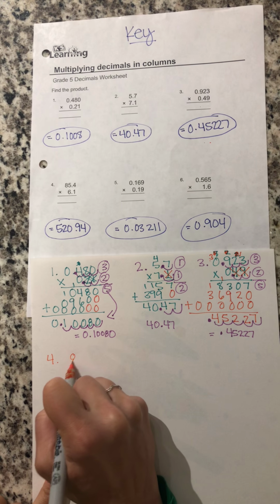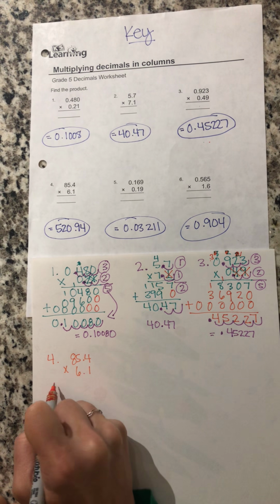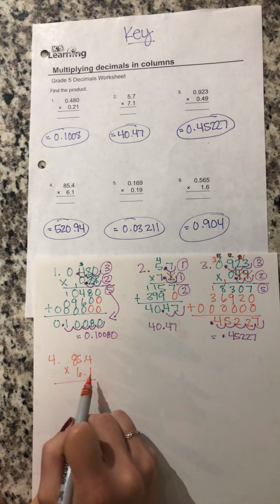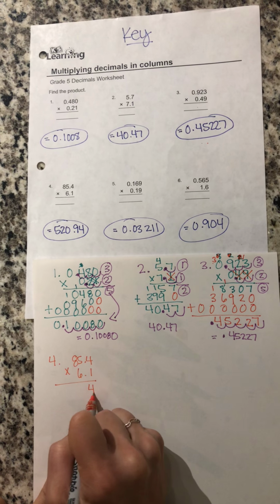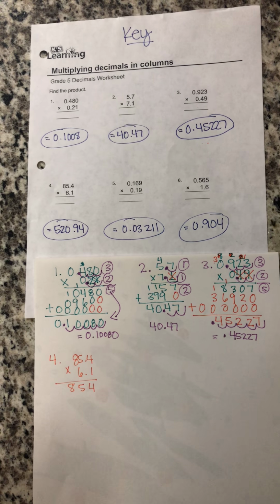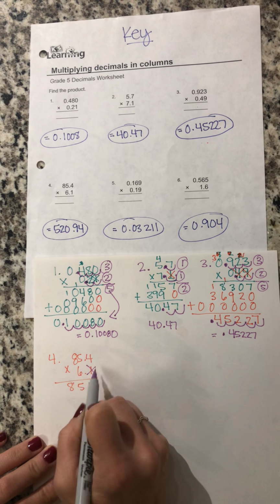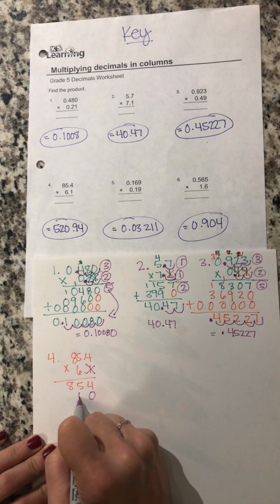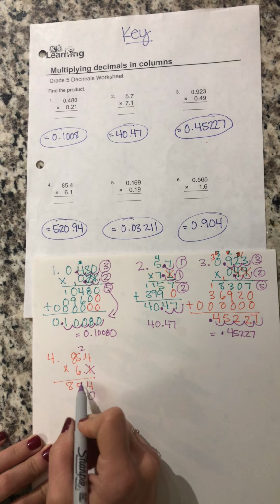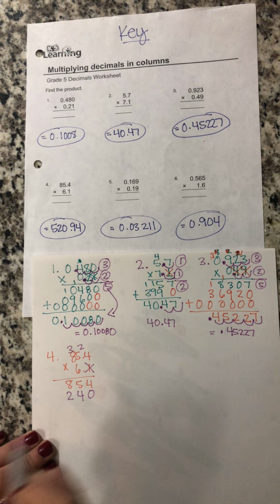So I have 85 and 4/10 times 6 and 1/10. Multiply everything first by the 1. So 1 times 4 is 4, 1 times 5 is 5, 1 times 8 is 8. I've now multiplied everything on the top by the 1. I can cross this guy out, put a 0 to hold its place. 6 times 4 is 24. 6 times 5 is 30 plus 2 is 32. 8 times 6 is 48 plus 3 is 51.